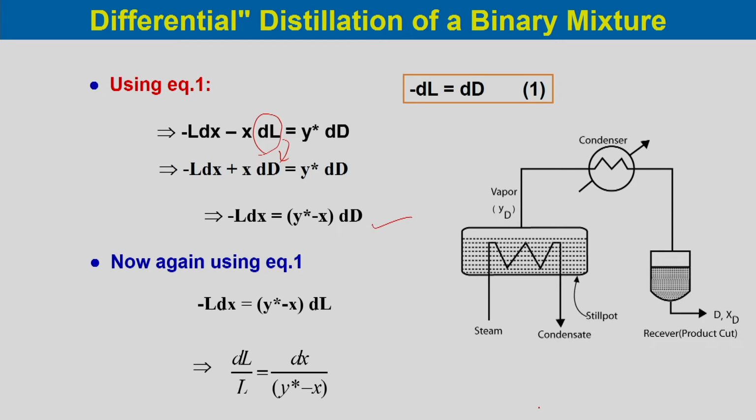So, you will obtain dL by L would be equal to dx by (y star minus x). This would be plus, because dD would be substituted by minus dL. So, dL by L would be equal to dx by (y star minus x). So, we will obtain this equation.